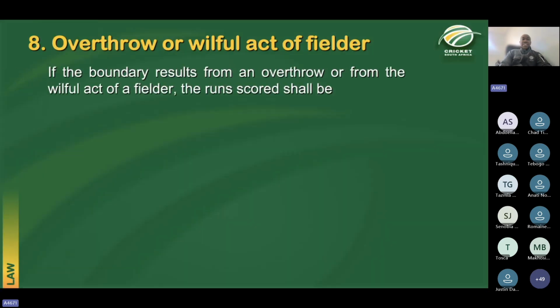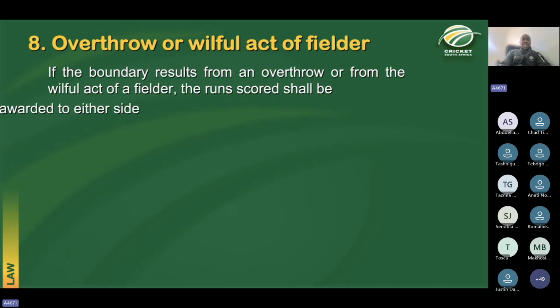Now, what happens if a boundary results from an overthrow or from the willful act of a fielder? We will have two videos, one showing an overthrow and the second one showing a willful act that results in a boundary. So let's learn how we handle those scenarios, and we will watch videos as well to show you all exactly what is an overthrow and exactly what is a willful act by a fielder.